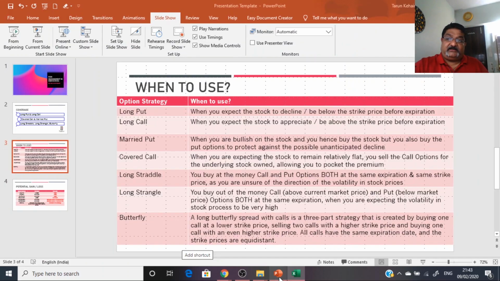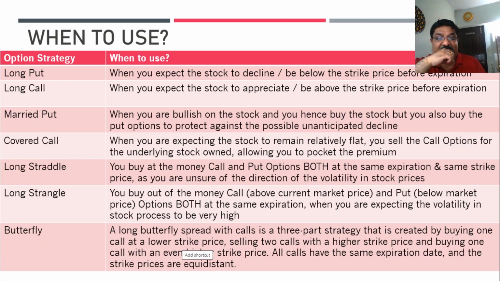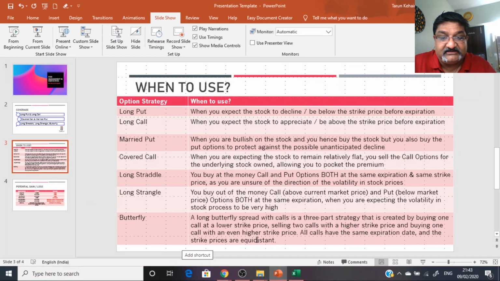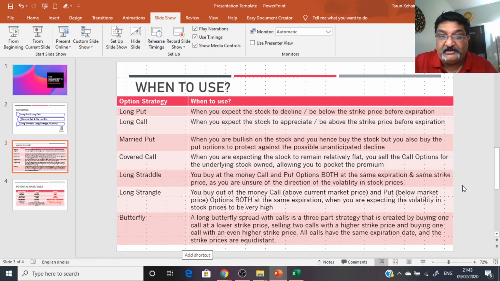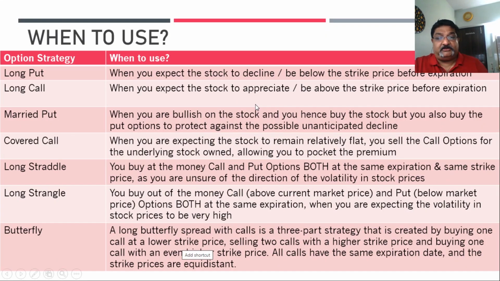Let's quickly look at it in terms of the definition. So long strangle, you buy out of the money call options and put options, both at the same expiration when you are expecting the volatility in the stock prices to be very high. This is a typo, this is not stock process, it is volatility in the stock prices. So let me correct this for you, and we will again read the definition. Here you go. So I repeat, long strangle, you buy out of the money call and put options, both at the same expiration when you're expecting the volatility in the stock prices to be very, very high. Remember, that's when you would use the long strangle strategy.